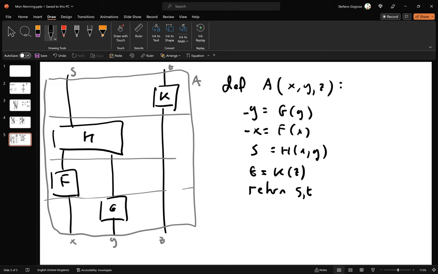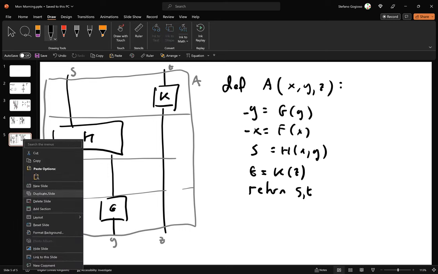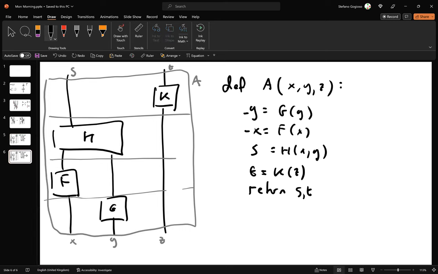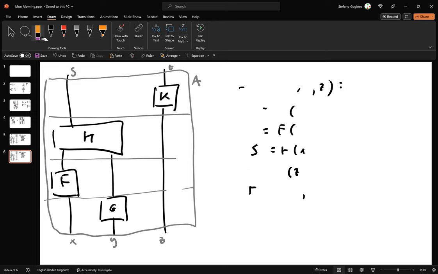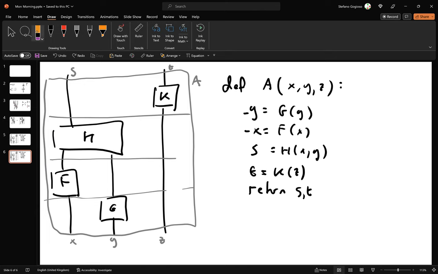But I can take the same exact diagram and say, does it really matter that I applied K after H? Is it relevant? No, of course it isn't. It doesn't matter because K is not dependent on anything that was done to the other systems. I'm applying it to this wire labeled Z on the right. Nothing else happened before. So I can push it down or up and do it at any stage.